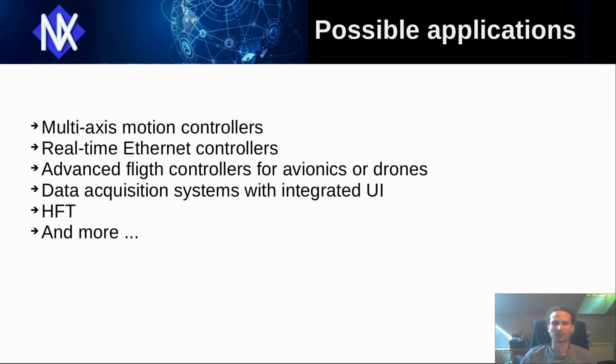Some more specific application examples are industrial equipment like multi-axis motion controllers for robots or CNC machines, where in real time we have to control motors to achieve complex movements. Real-time Ethernet controllers, for example based on EtherCAT protocol. Advanced flight controllers for avionics or drones, so we can combine Linux tools like computer vision with real-time tasks like sensor integration, flight control, or others.